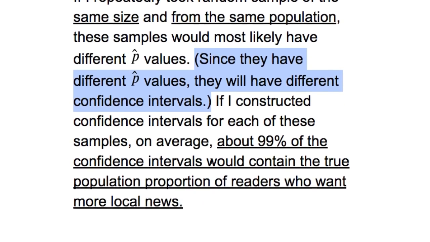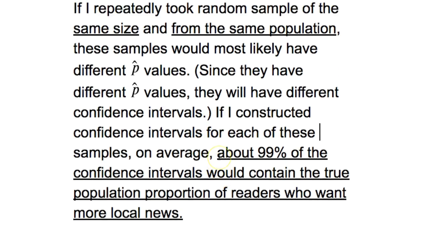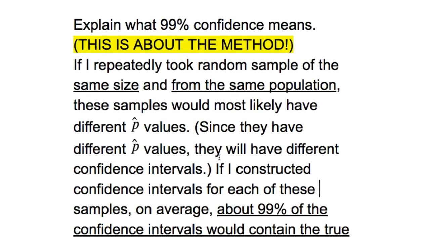What we talked about in class is some of them would be good. In other words, some of them would contain the true population proportion, and others would not. And I don't know which ones are which. Here's all I do know. If I constructed confidence intervals for each of these samples that I collected, on average, about 99% of these confidence intervals would contain the true population proportion of readers who want more local news. So that is what it means to explain 99% confidence.